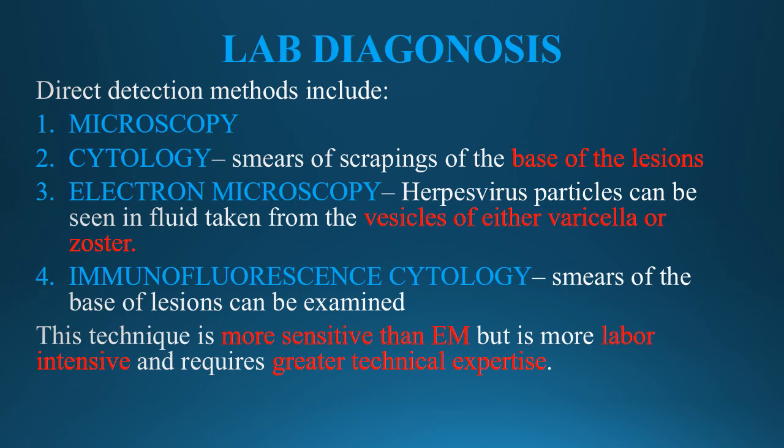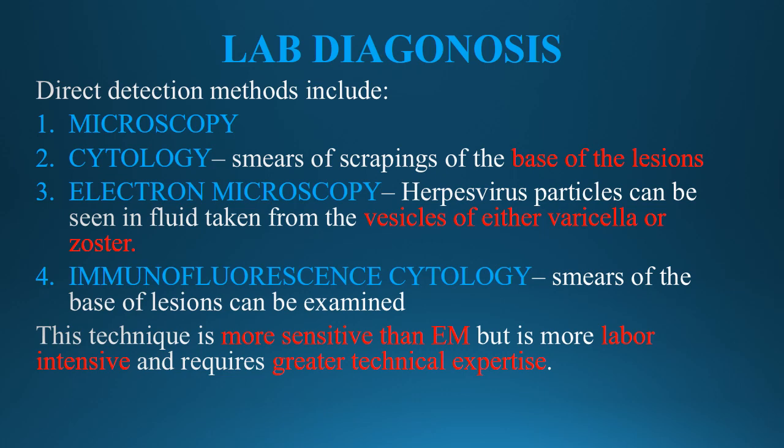Lab diagnosis of Varicella zoster virus. Direct detection methods include microscopy, cytology, electron microscopy and immunofluorescence cytology. It is a smear of the scrapings from the base of the lesions, which reveals characteristic multinucleate giant cells, also known as Tzanck cells.